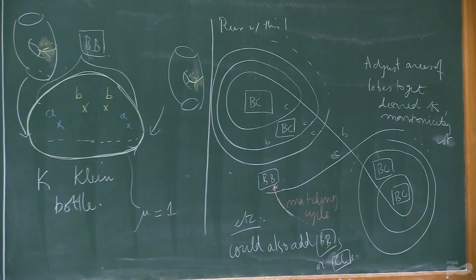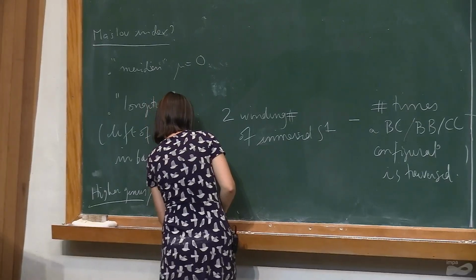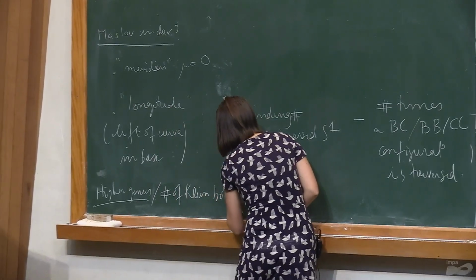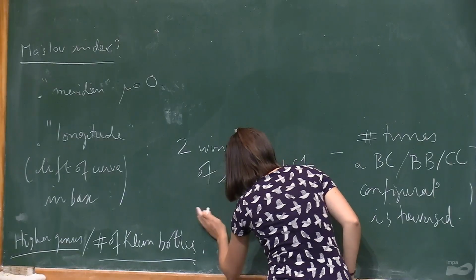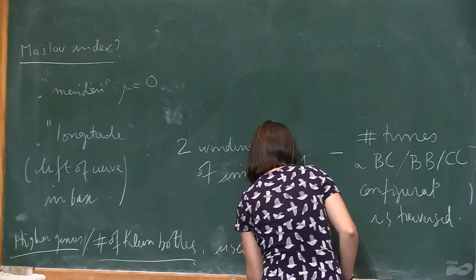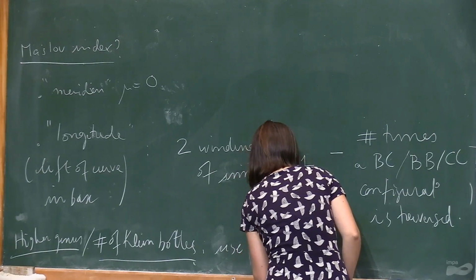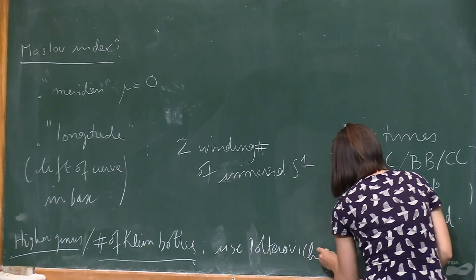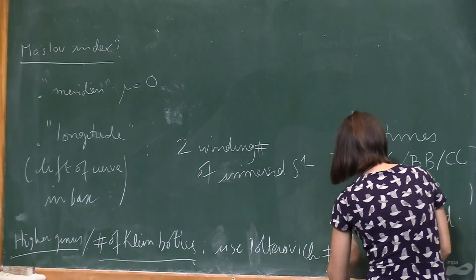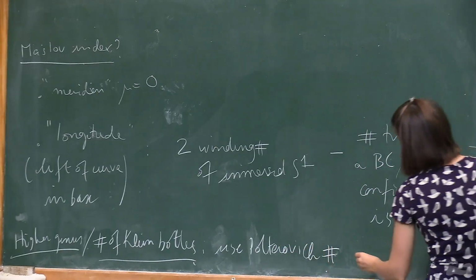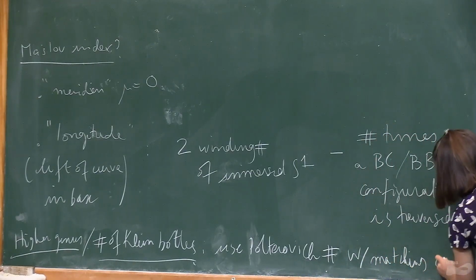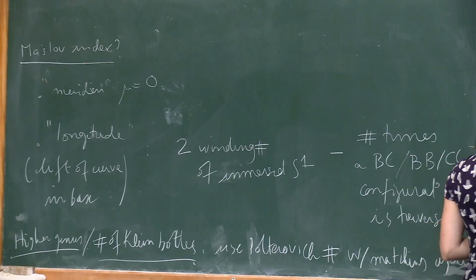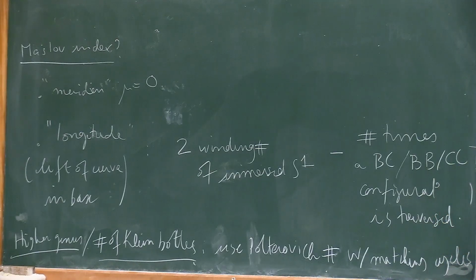Higher genus, or connect sums of Klein bottles, or hybrids, by Polterovich connect sum. I'm using this connect sum symbol with a matching cycle, or matching cycles if you want higher genus in general. OK. Other questions about anything I've done so far?